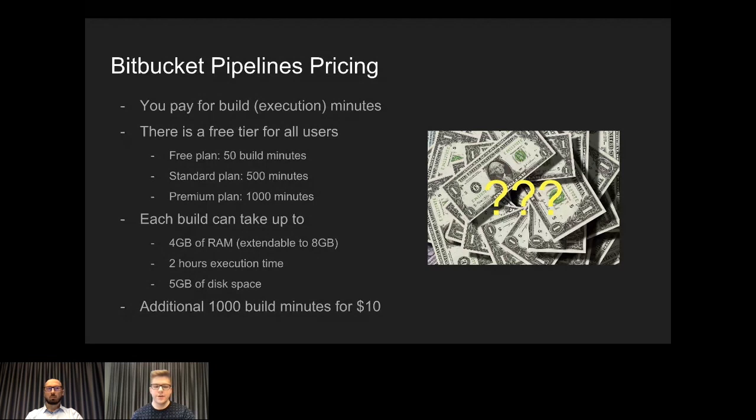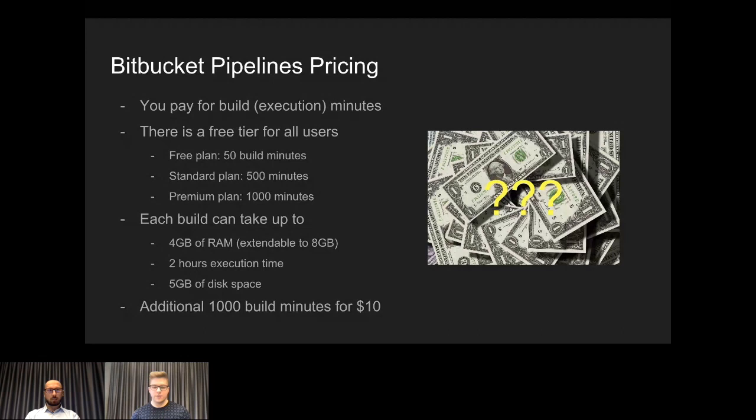There is a free tier for all the users, even the users that use the free plan. If you use the free plan, you get 50 build minutes each month. For the standard plan users, it's 500 minutes, and for the premium plan, it's 1,000 minutes per month. So it's quite a lot of execution time for your scripts to test everything and to automate everything you want. And you can also extend that and buy additional minutes. The packages of 1,000 build minutes are priced at $10. So it's very cheap.